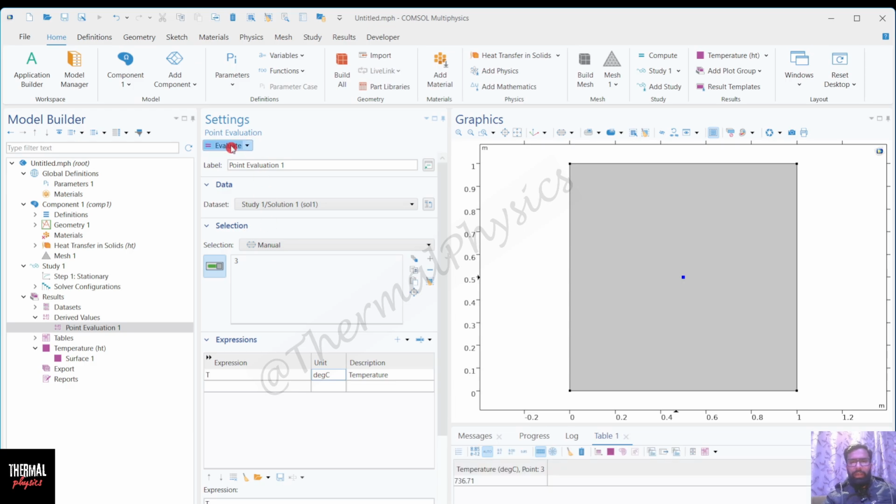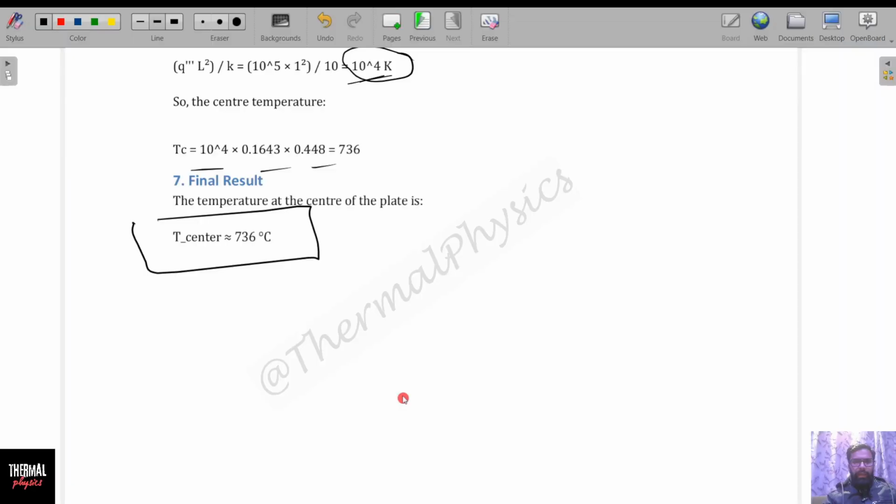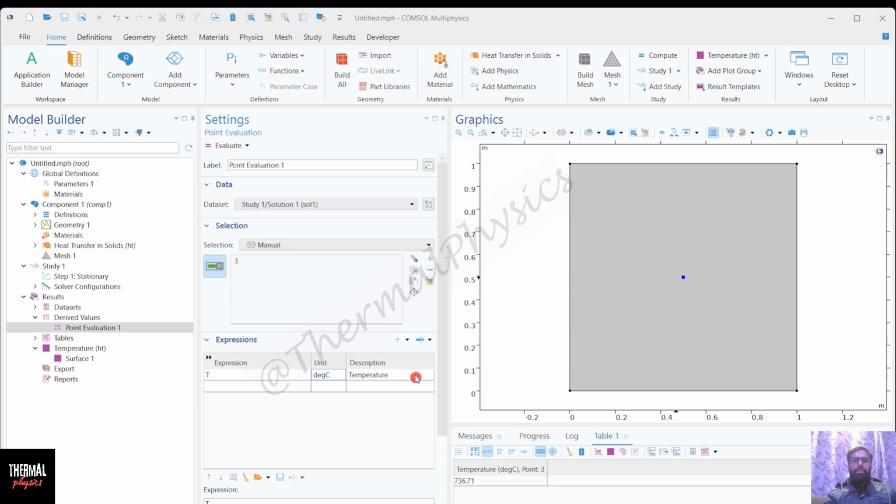When we hit evaluate, we get the temperature here, 736.7, which is around 736 degrees Celsius. When we compare it with our analytical value, we can see that analytical value is over here. It is 736 degrees Celsius. Clearly it is 736 degrees Celsius, and it is exactly matching with our value. So this was the analytical solution and the COMSOL solution, and both were in exact agreement with each other.